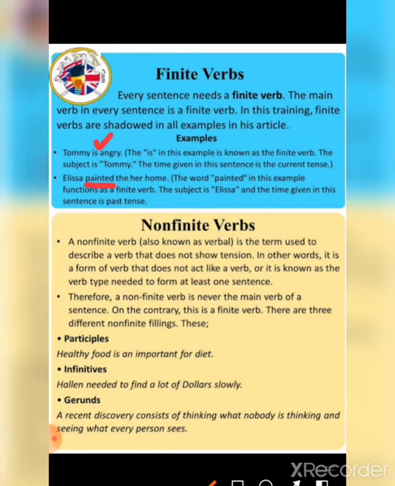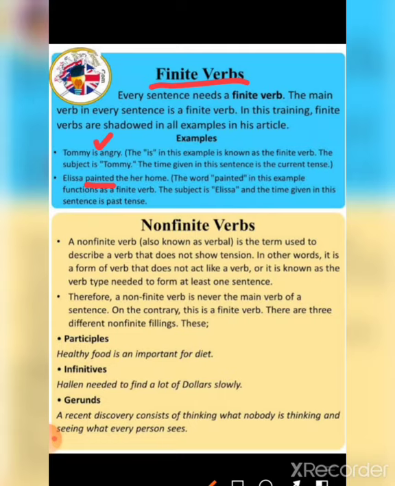Now, finite verbs are those verbs that act in a sentence as a main verb. Without this verb, there cannot be a sentence, and you can change the tense of finite verbs. Tommy is angry, Tommy was angry, you can write. So you can change the tense of this verb. That is why these are finite verbs.